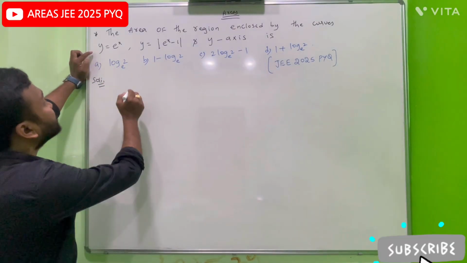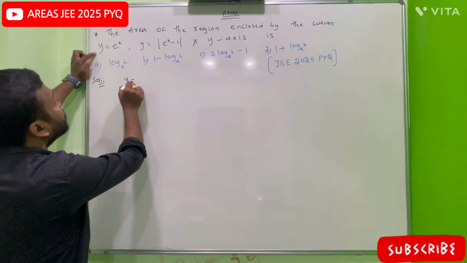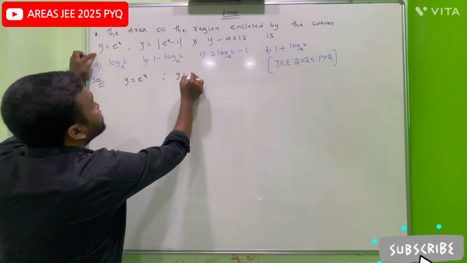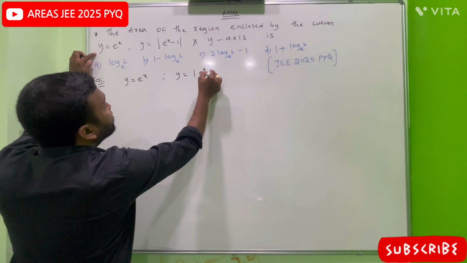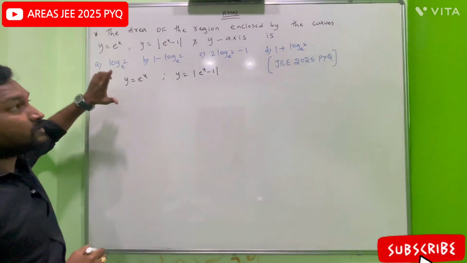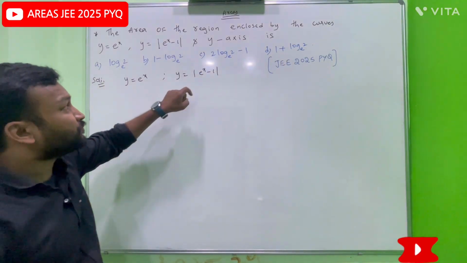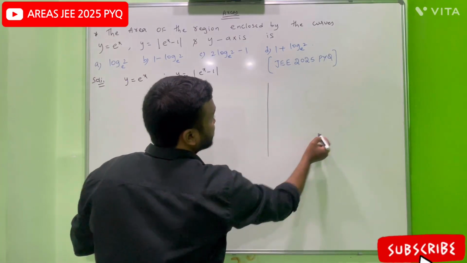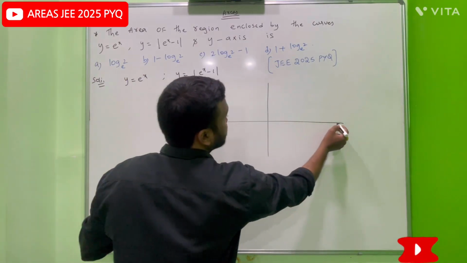Two curves are given. One is y is equal to e power x. The other curve is y is equal to mod of e power x minus 1. First I'll plot this graph. See, the y-axis and the x-axis.